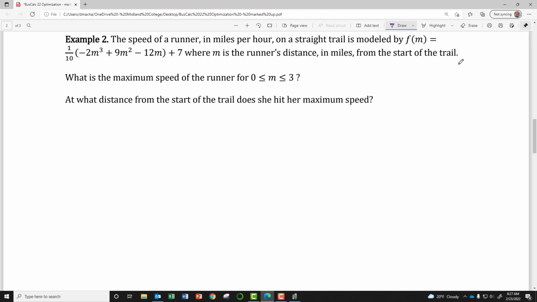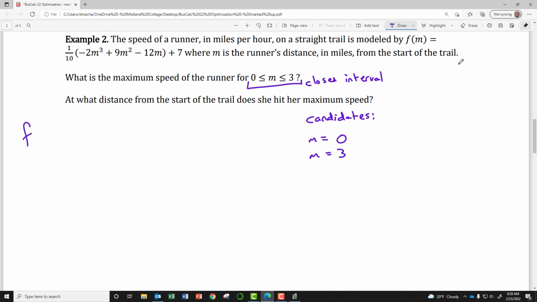So, we have another closed interval here. And remember, with closed intervals, I have to try the start point and end point of the interval. And so the candidates for maximums are going to include 0, 3, and whatever critical points that I'm going to find.